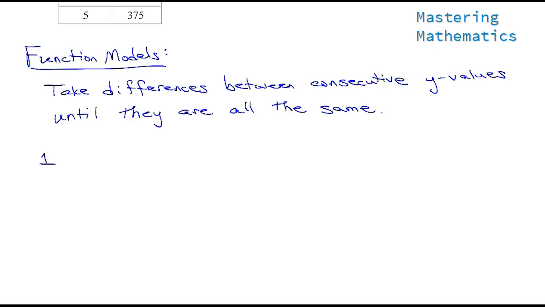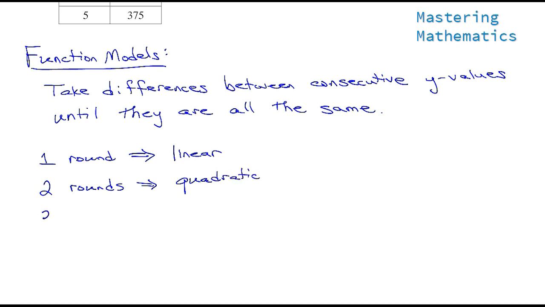And so if you have to go one round of taking differences until you get all the same number, then the function must have been linear. And in fact, that difference number that is all the same has to be the slope. If you have to go 2 rounds before they're all the same, then it's quadratic. And if you go 3 rounds, it's a cubic function.